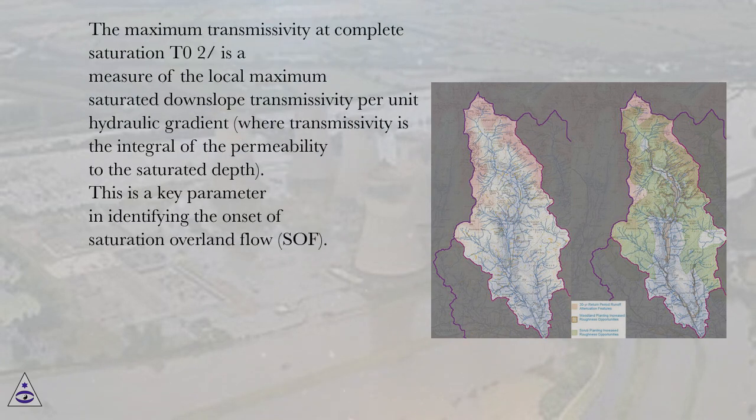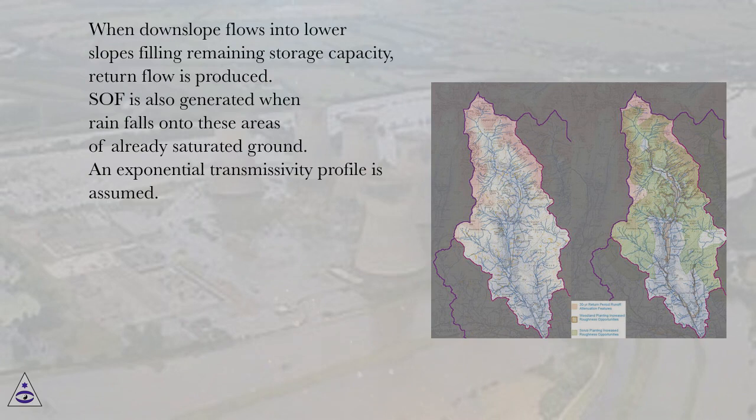The maximum transmissivity at complete saturation, T0, is a measure of the local maximum saturated downslope transmissivity per unit hydraulic gradient, where transmissivity is the integral of the permeability over the saturated depth. This is a key parameter in identifying the onset of saturation overland flow, SOF. When downslope flows into lower slopes fill the remaining storage capacity, return flow is produced. SOF is also generated when rain falls onto these areas of already saturated ground.